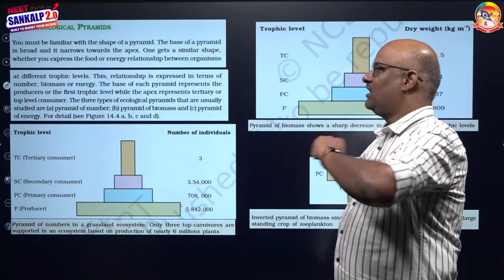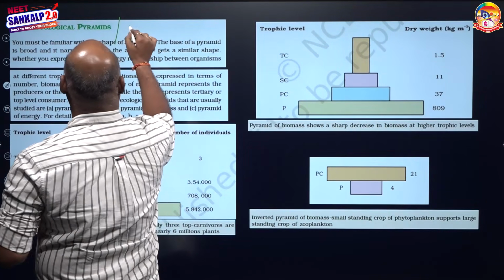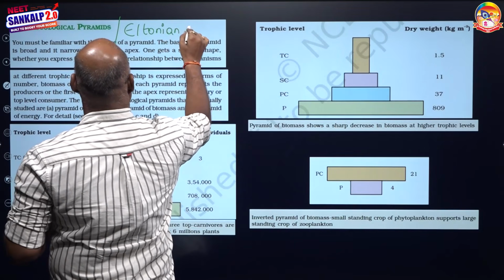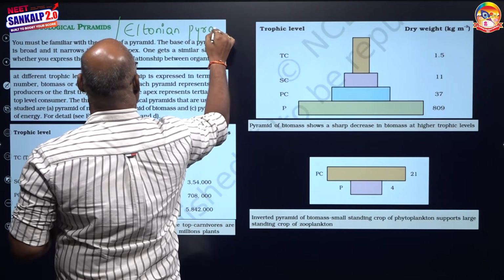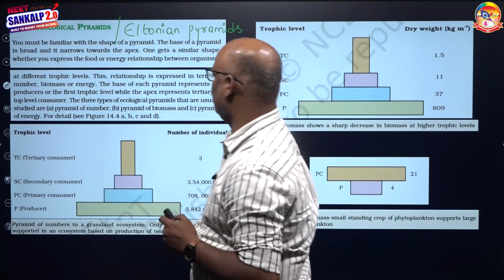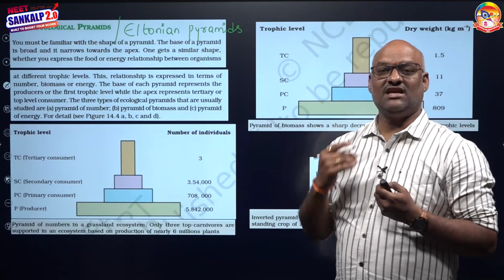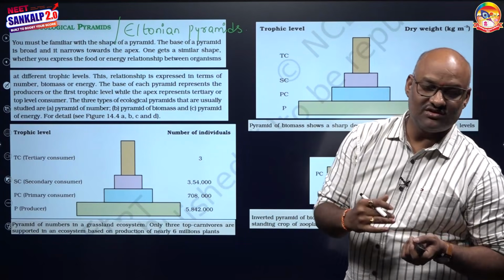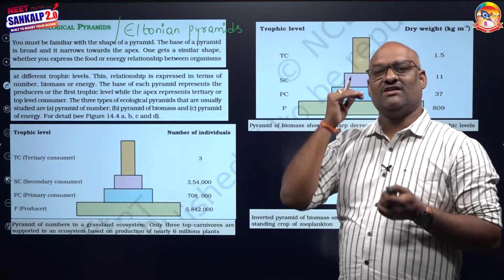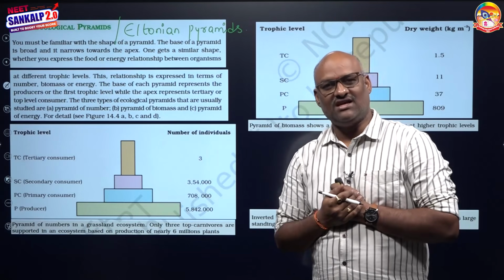Then ecological pyramids. Very important. Ecological pyramids were given by Elton, so they are also called Eltonian pyramids. Now, how do you get an ecological pyramid? If you place the relationships in the food chains in an order, it forms a pyramid-like structure with a broad base and a narrow top, a narrow apex.